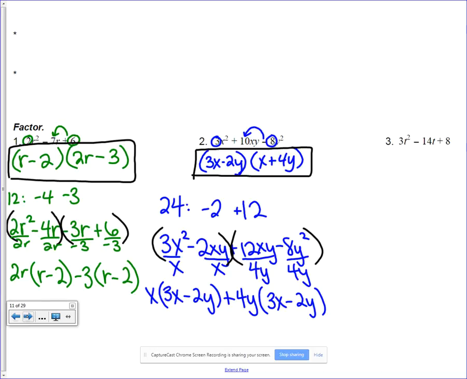Okay, number 3. Do you have a GCF? I don't see one. How many terms do you have there? So I know I need to do this. Does it start with a 1? No. So you need to multiply your first and last terms, which gives you what? Factors of 24 that will add to 14. 12 and 2 again. Should my symbols be the same or different? And they both should be good. Perfect. So now we're going to make our 4-term problem.